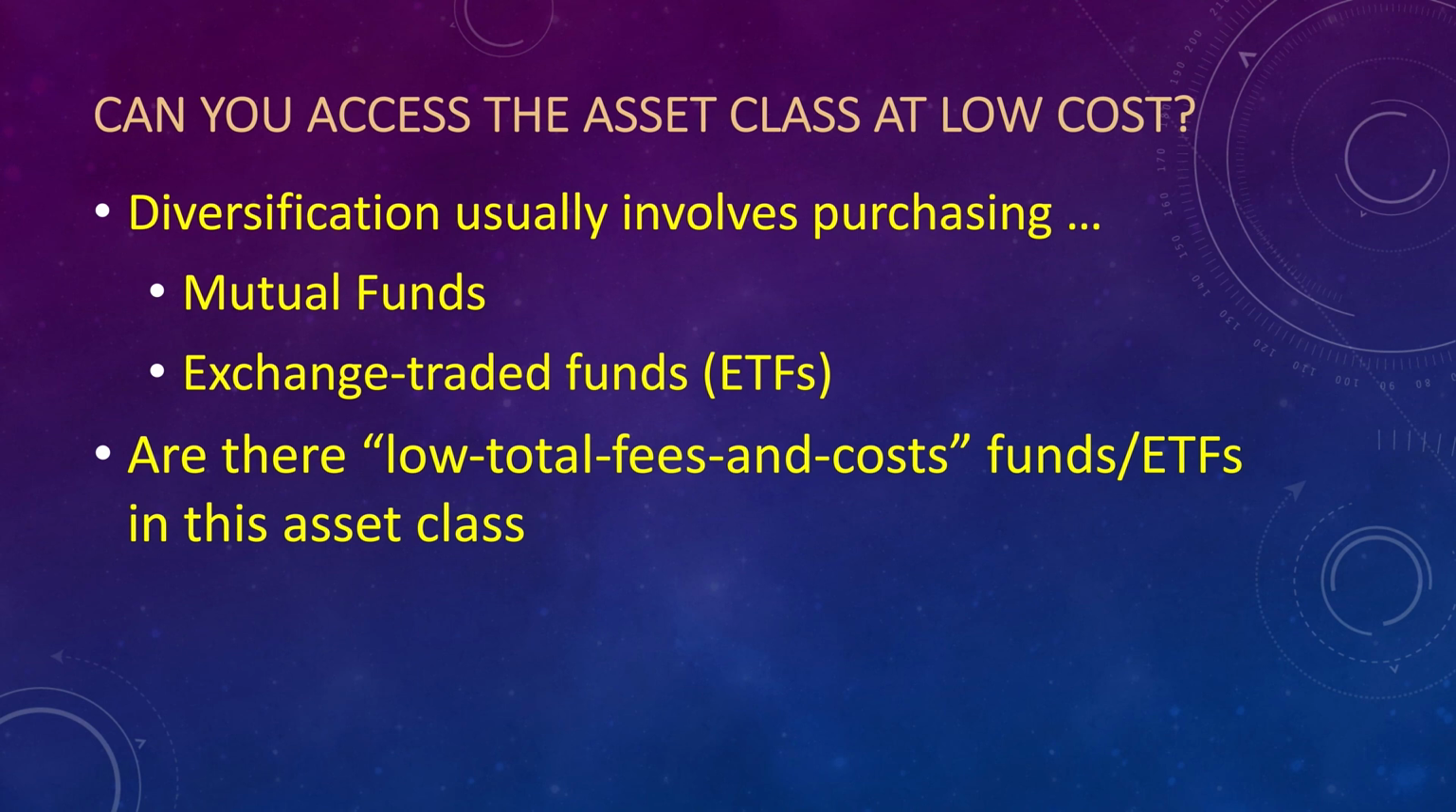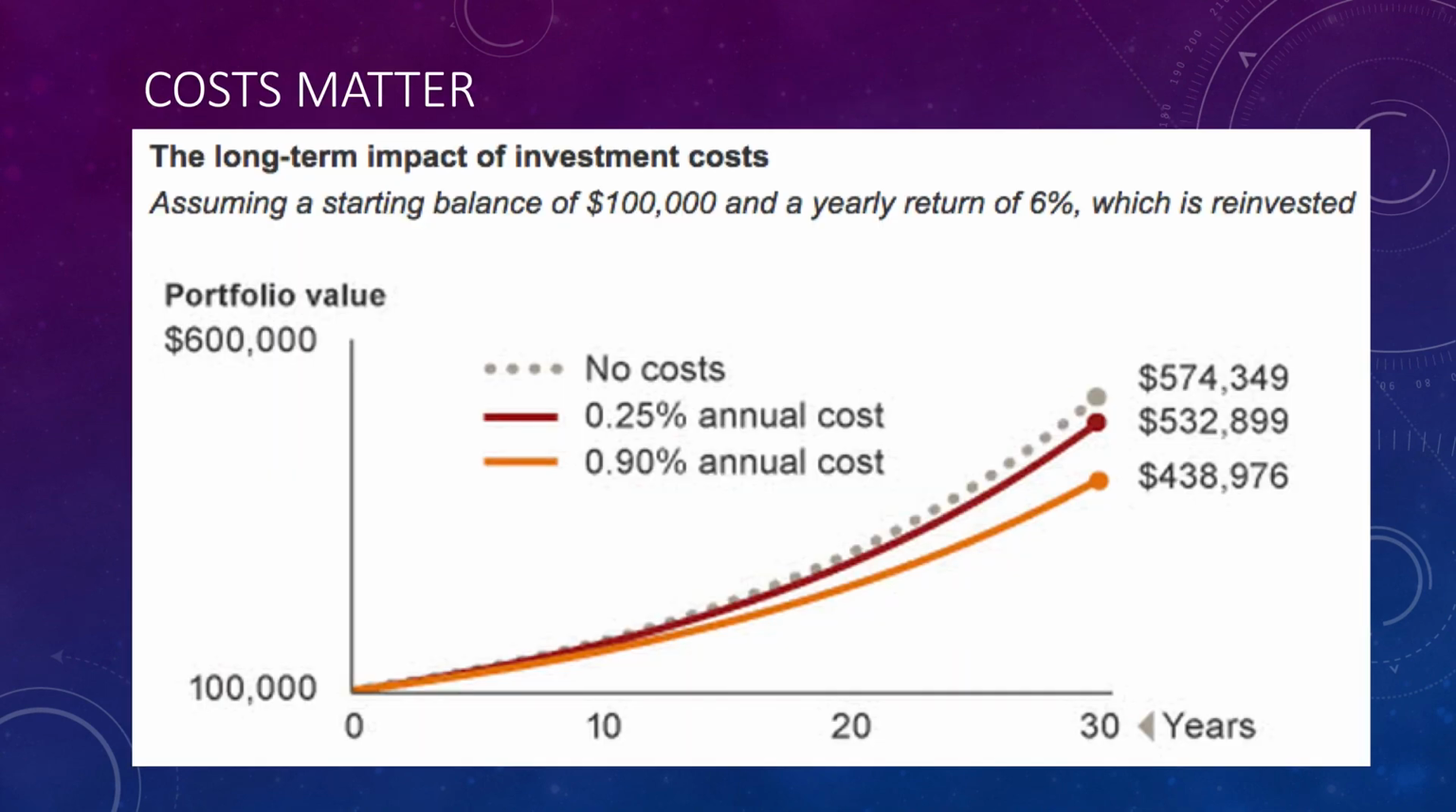All right. Cost matters. If you had a $100,000 portfolio and a 6% return, which was reinvested all the time, so you didn't take the money out, you just added to it. If you had zero cost involved, and it's not possible to invest with zero cost, after 30 years, that $100,000 would be $574,000. 2.25% annual cost, $532,000. 0.9% annual cost, which by the way is close to the average fees of the average mutual fund today, only $438,000. So you would have gained a lot more money by keeping your costs down.